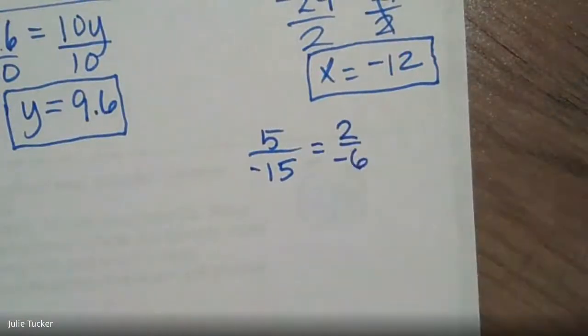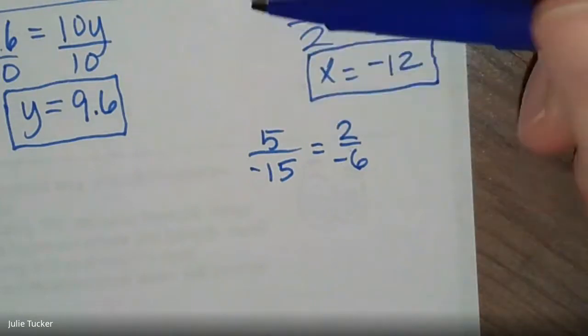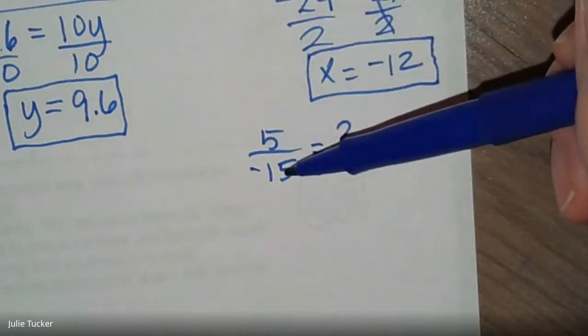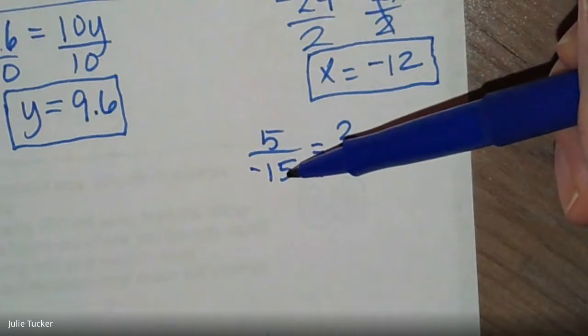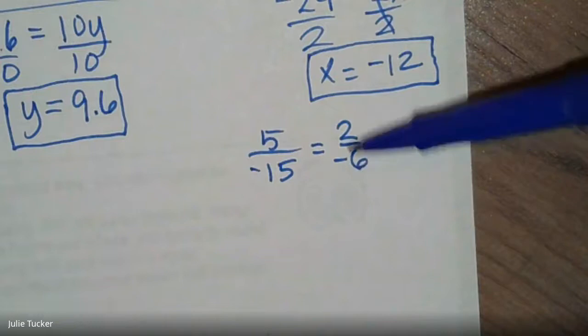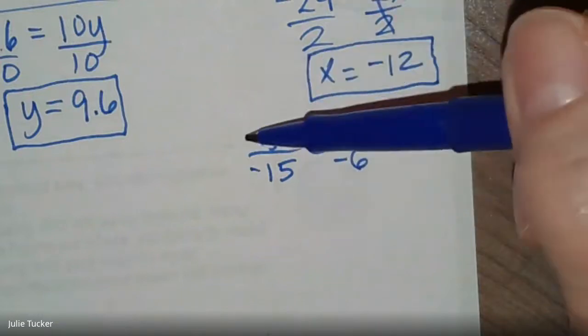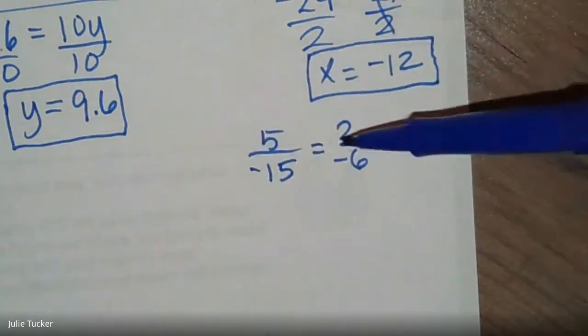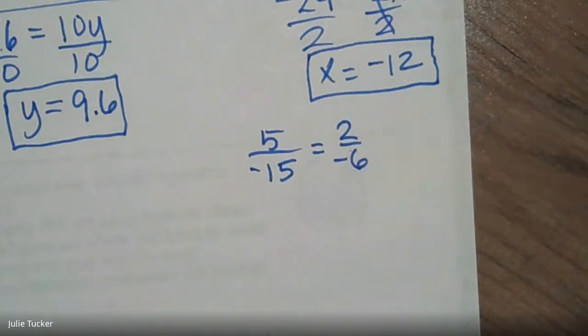And we have to decide, does this pattern make sense? So 5 divides into 15 3 times, right? Yeah. And 2 divides into 6 3 times. So that pattern is the same. Positive number, negative number, positive number, negative number. So that pattern is the same too. So it looks good.